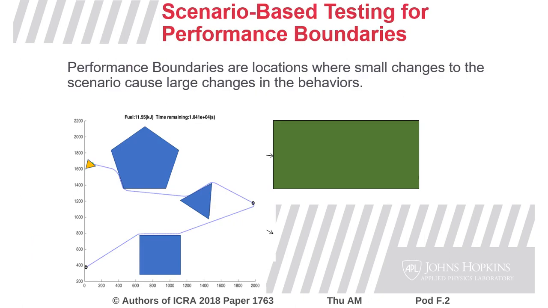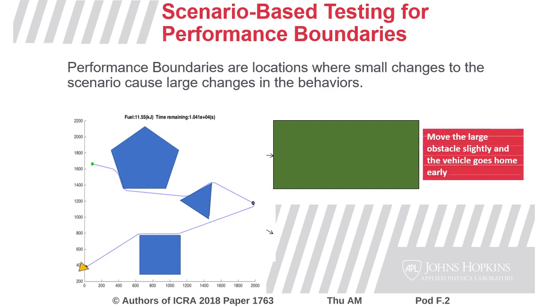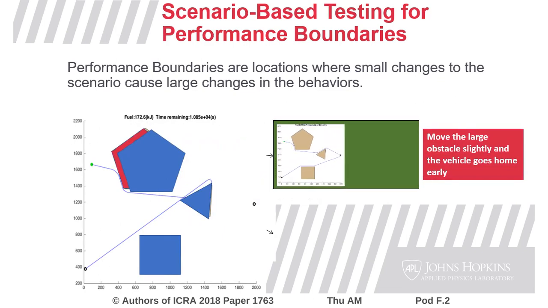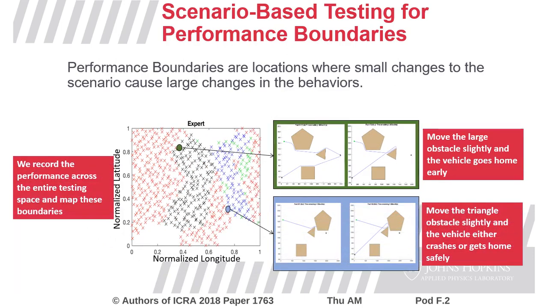These are scenarios where a small change in the environment can cause a large change in the autonomous vehicle's behavior. For example, by moving an obstacle slightly, we can change when the vehicle decides to return home. Scenarios on the performance boundaries represent the most informative test cases, as these are where the behavior of this vehicle is the most uncertain.